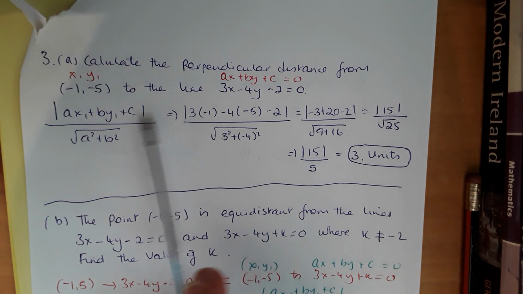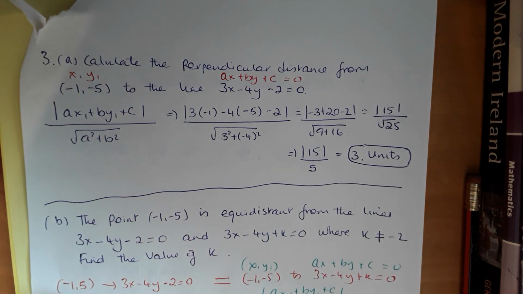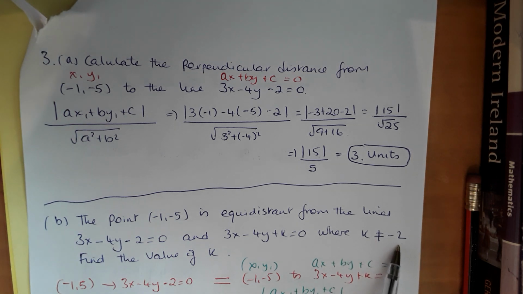So when I do that, straightforward, I got 3 units. Again, taking the modulus, because we know our answer will be positive. Now, the next thing it says, the point (-1, -5), relevant here because it's in both parts, is equidistant from the lines 3x - 4y - 2 and 3x - 4y + k, where k is not equal to -2. Find the value of k.